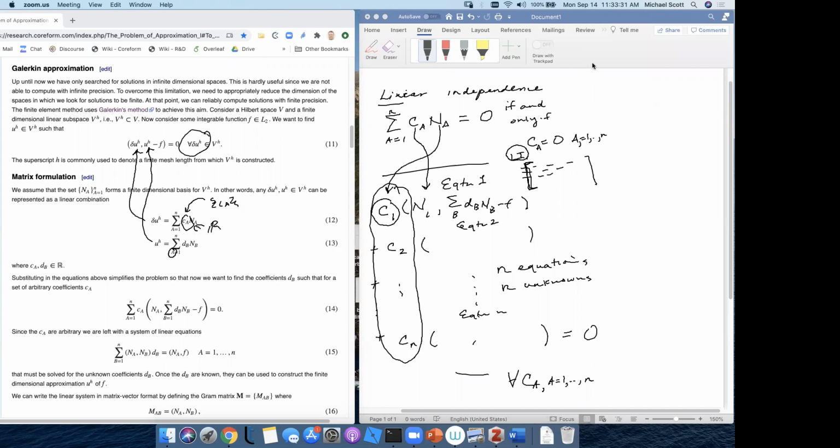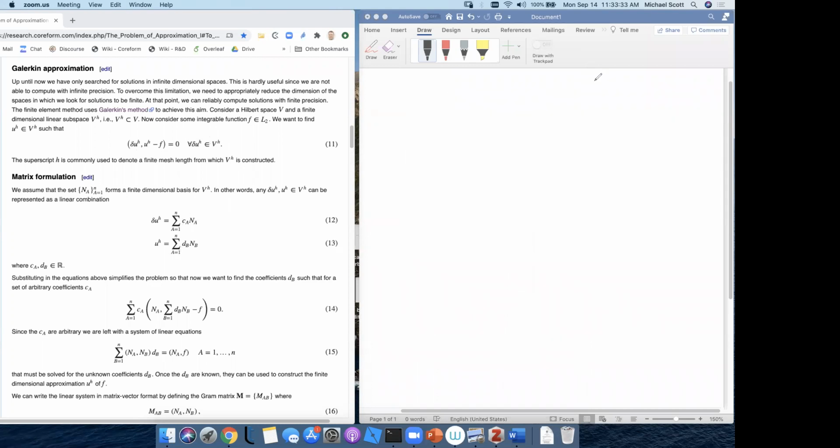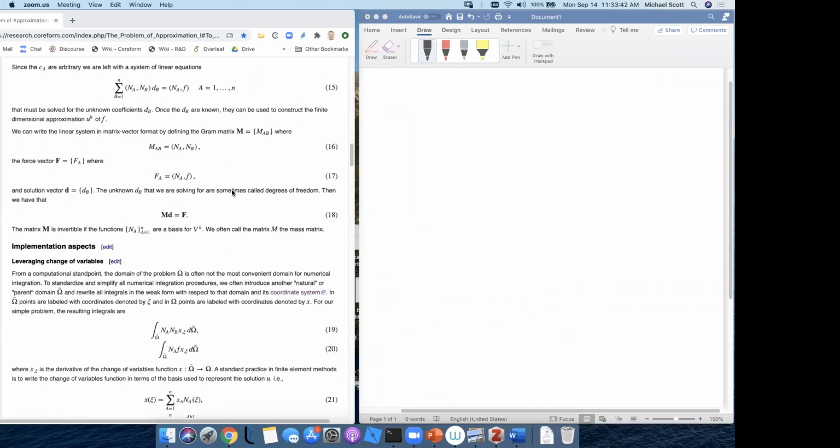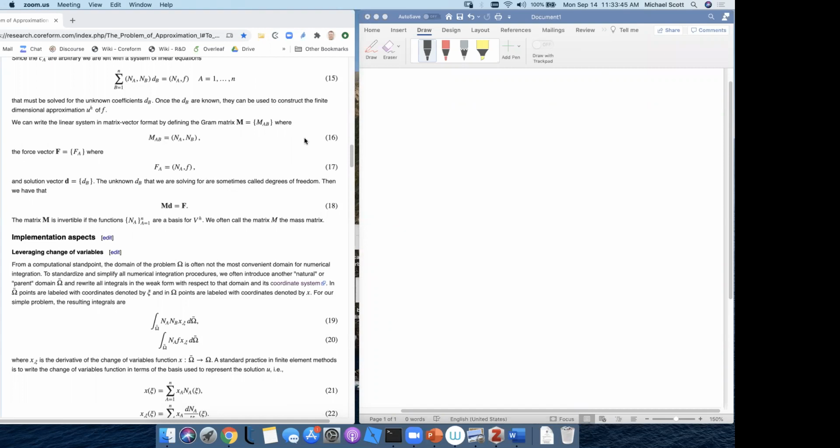Okay, a very important point. So now let's convert this into our system of equations, and let me make sure we see how that happens. Let's massage this a little further. So we've got n_a, sum on b, d_b n_b minus f equals 0, a equals 1 to n.